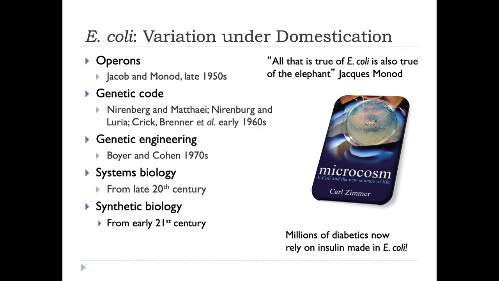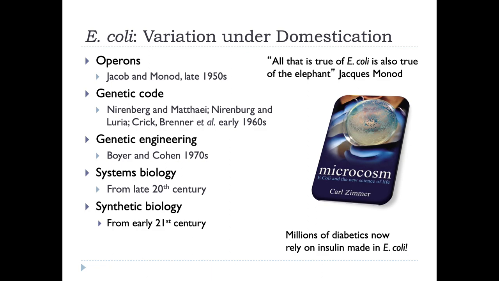One simple example of how important all of this understanding and exploitation of E. coli has been is that millions of diabetics around the world now rely on insulin that is made in E. coli. And that's just one example of the products that E. coli makes.